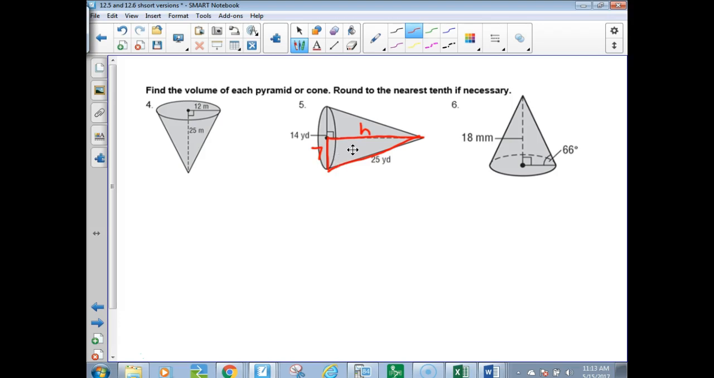So all I'm doing, guys, again, is giving you some hints. What do we need to find on number 6? Please look at number 6. Guys, number 6.